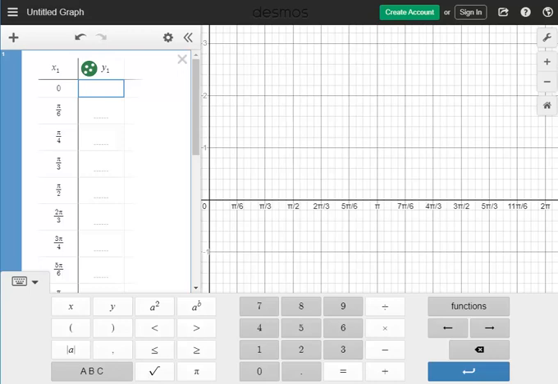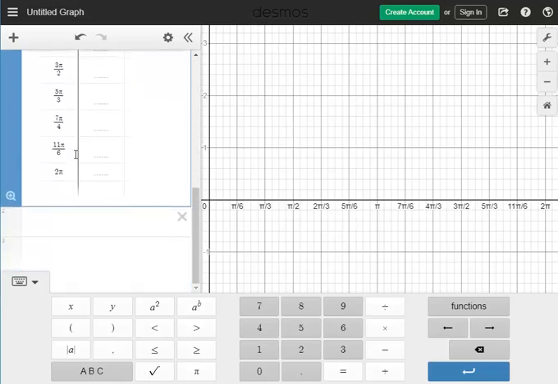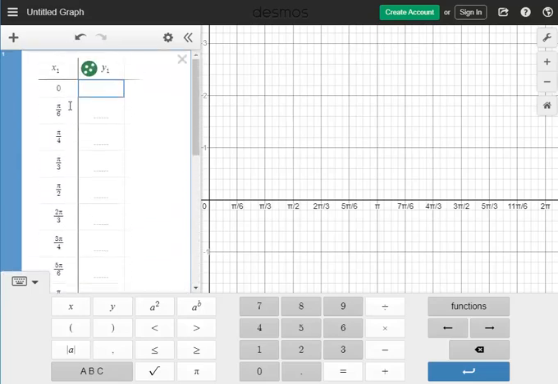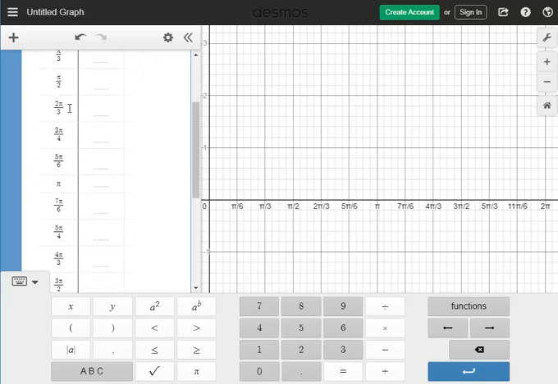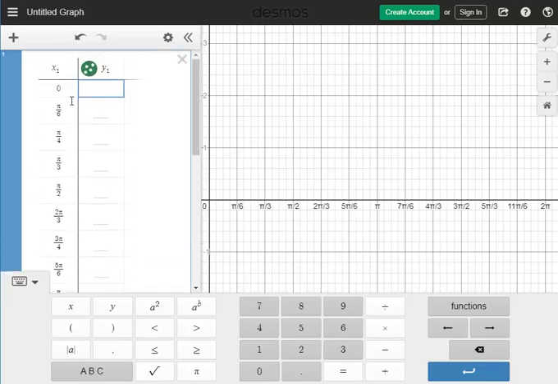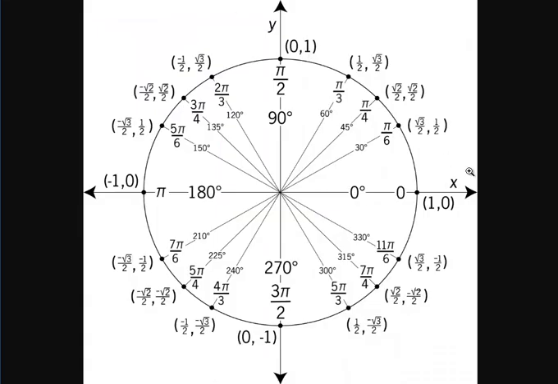So let's get started with the sine function. You'll see that I've listed in the x column all of these radians. These radians should seem familiar because they are all the radians starting at 0 that work their way around the unit circle in a counterclockwise rotation.